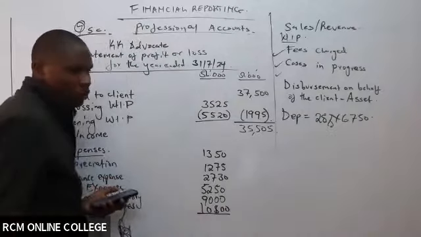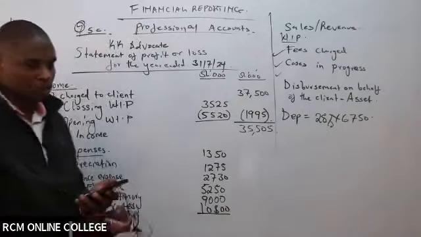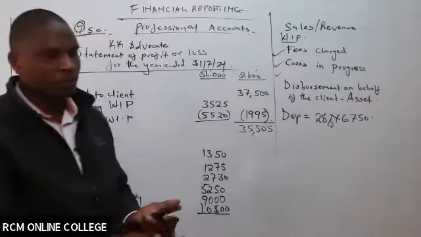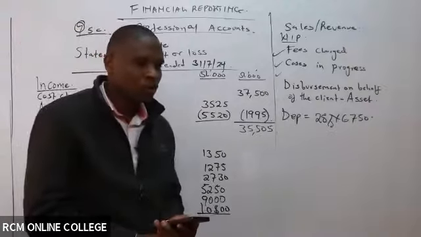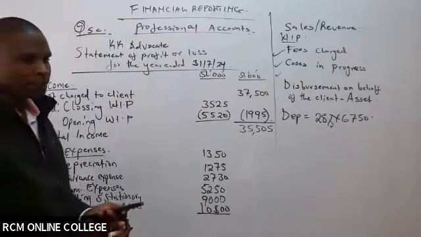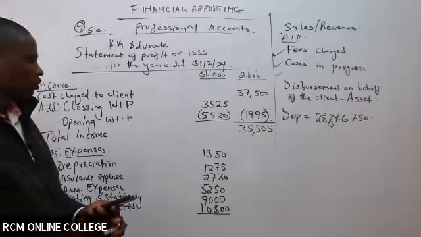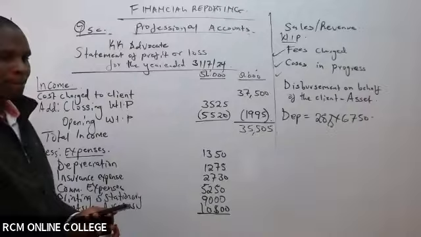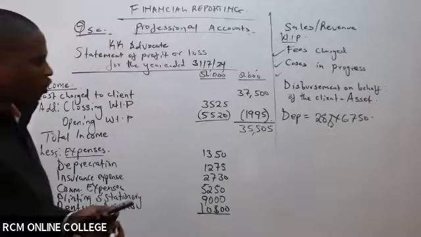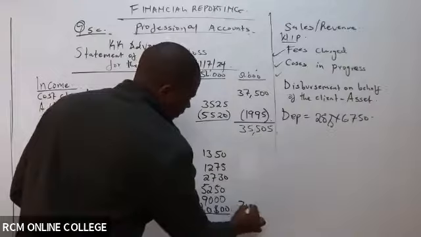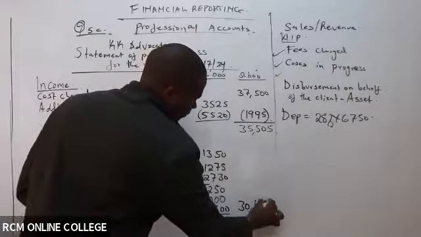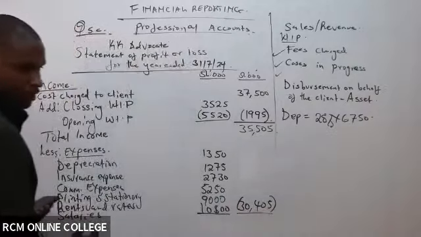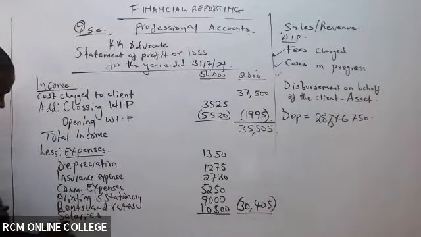So can you give me the total expense? Total expense, just add all this. $30,405. 30,405, right? So that one we deduct to get the profit for the year, net profit for the year.